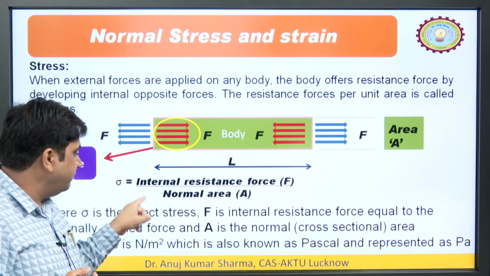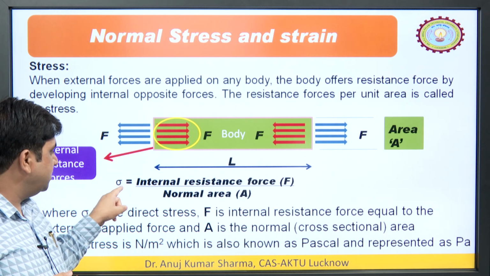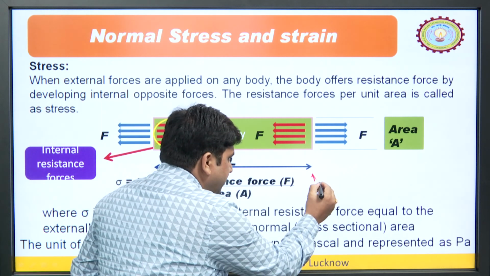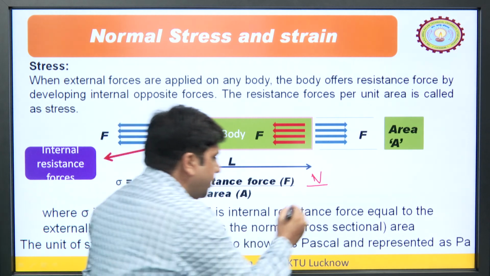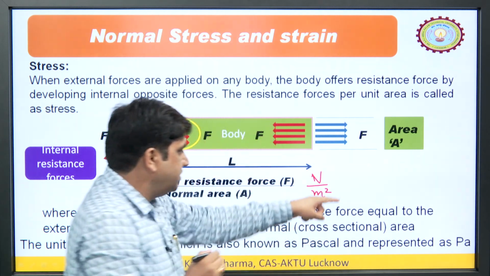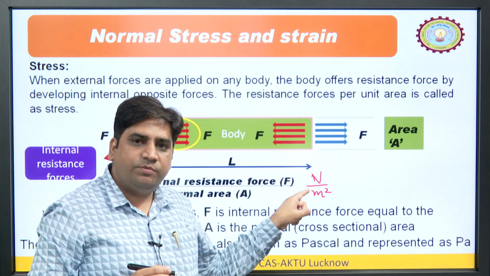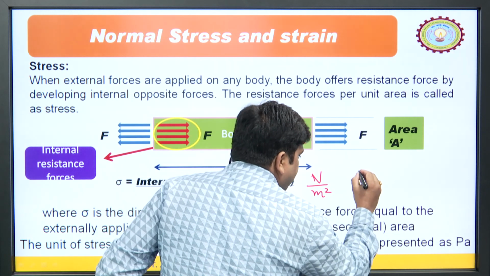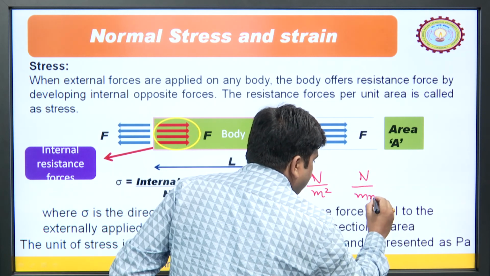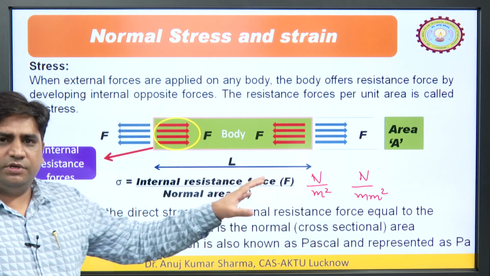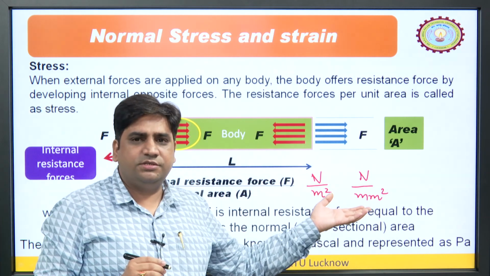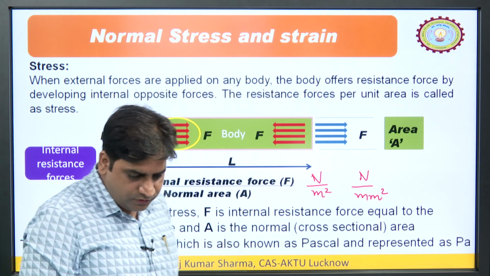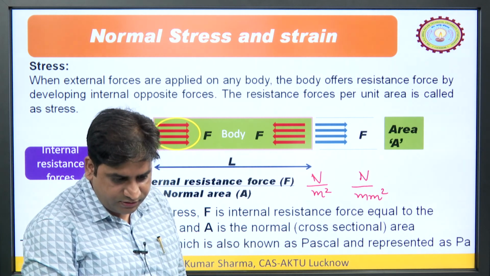If we calculate the unit of this stress, it is equal to internal resistance force, whose unit is Newton, divided by the area, whose unit is, let us say, meter square. So, Newton per meter square is the unit. This Newton per meter square is the Pascal, the SI unit of stress, and generally it is represented in Newton per millimeter square, because as far as the engineering branch is concerned, we generally measure dimensions in millimeters rather than meters. So, this is the direct stress or simple stress.